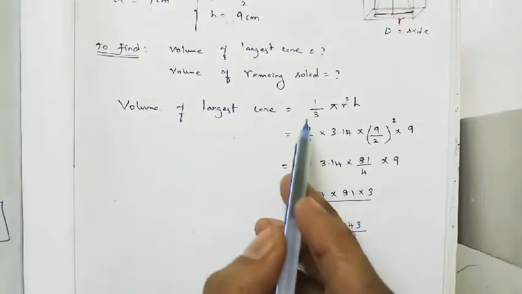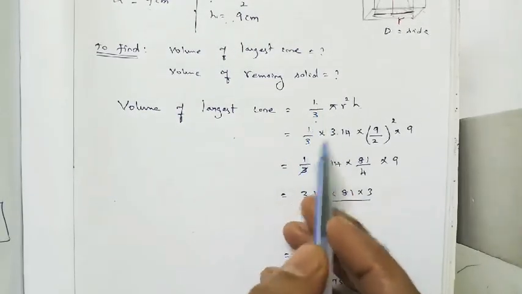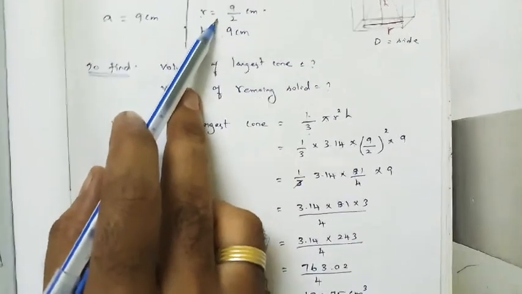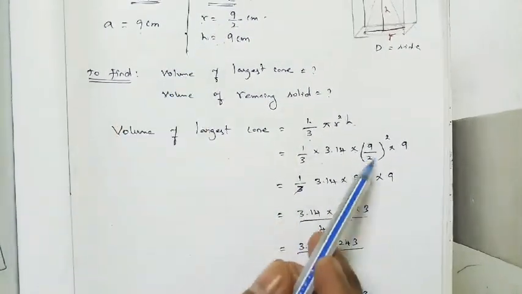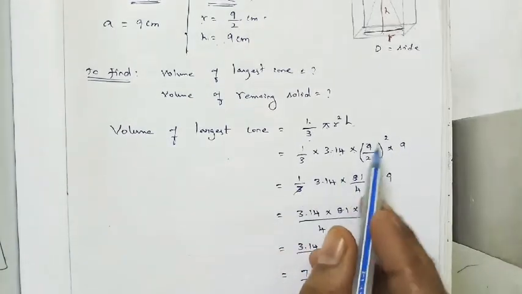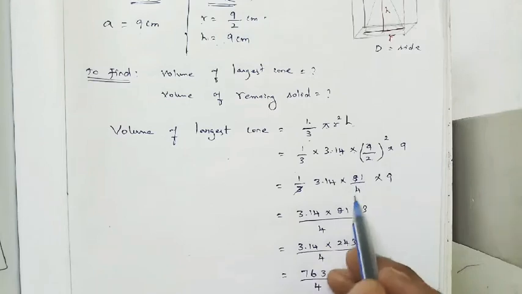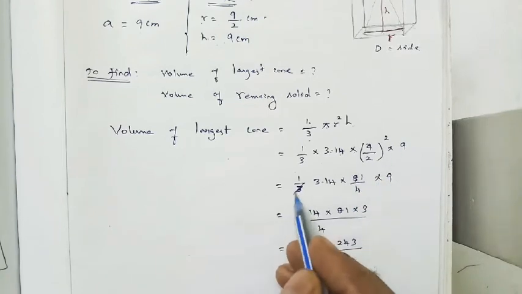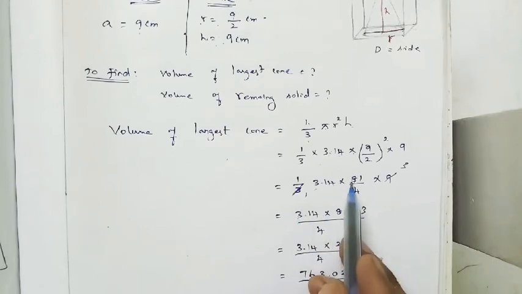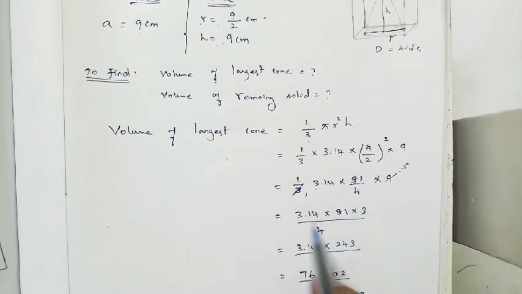Volume of the largest cone is equal to 1 by 3 pi r square h. 1 by 3 into 3.14, and r is nothing but 9 by 2, so 9 by 2 the whole square, into 9. So 1 by 3 into 3.14, 9 square is 81, 2 square is 4, into 9. Simplify: 3.14 into 81 into 3 whole divided by 4. Multiply 81 into 3, 243.